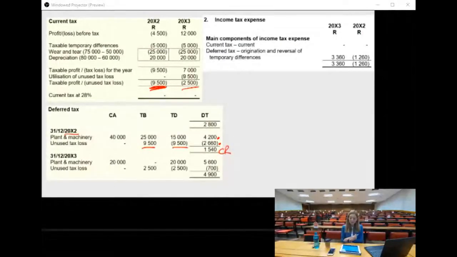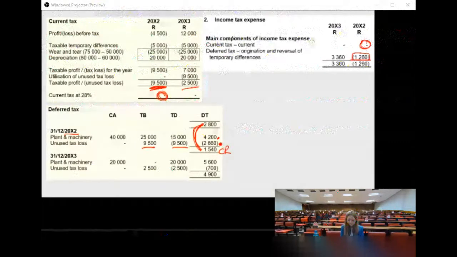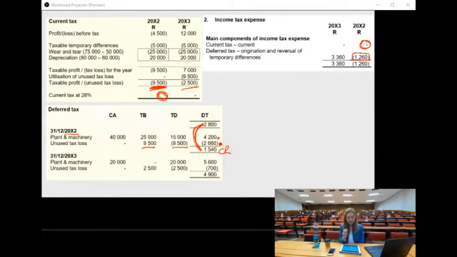Okay, and therefore now we do the movement from the 2,800 to the 1,540. The liability now gets smaller, so therefore we are going to have to debit the deferred tax SFP account, and we credit our income tax expense with the 1,260, which is the difference between the 2,800 and the 1,540. Zero current tax, because we are not paying any current tax, but the tax loss is recognized in deferred tax. Good. But watch now what happens in 20X3.